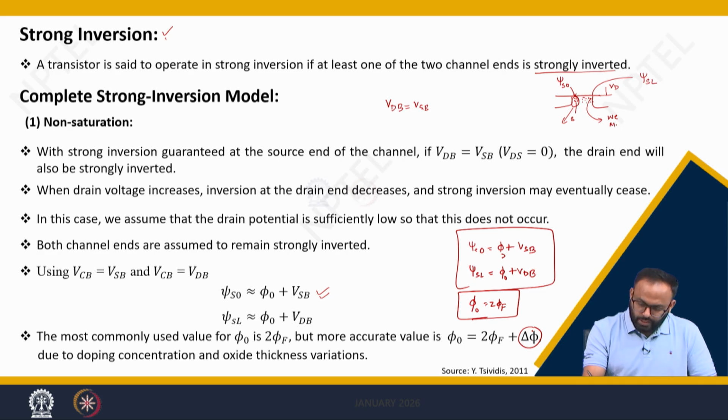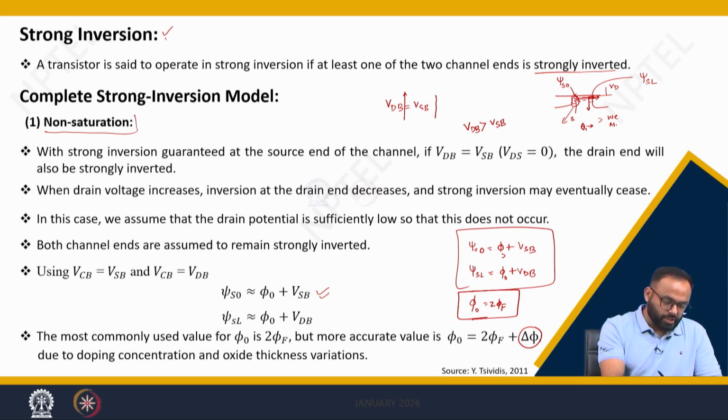Now after this analysis, let's increase the VDB. If you increase the VDB over VSB, then what will happen? Here near the drain end the inversion will be reduced, and hence the channel gets tapered like this. Considering you are increasing VDB in such a way that QI is not exactly 0, it does have some channel left with which the carriers from the source end will flow. That condition is called non-saturation.